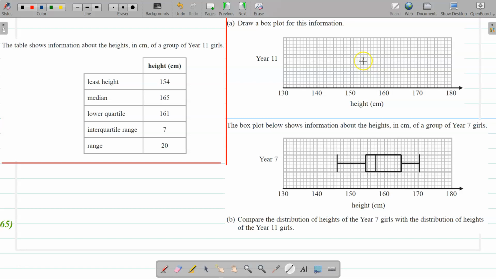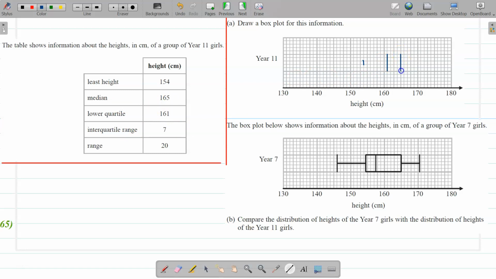And that's just a short vertical line there, something like that. Then we have the median is at 165. The lower quartile, let's do that next, is at 161. So 161 is here, and that's the lower quartile. That's down there, the bottom end of the box, the left-hand edge. Then we have the median, which is at 165, which is here.